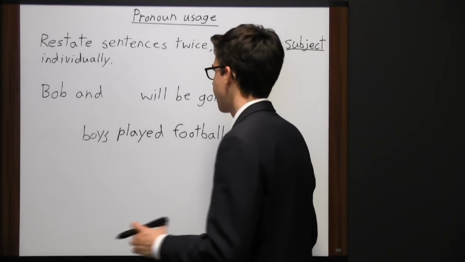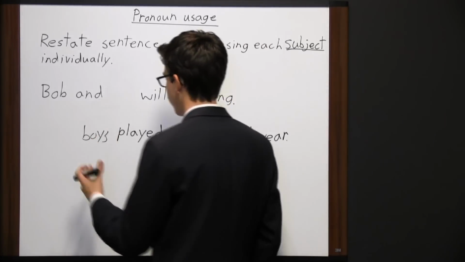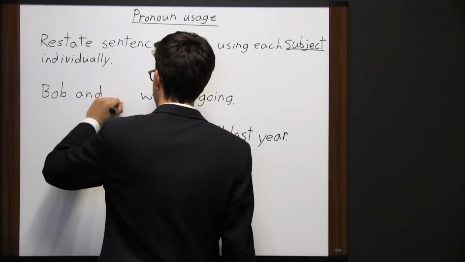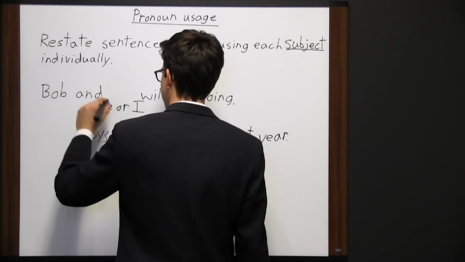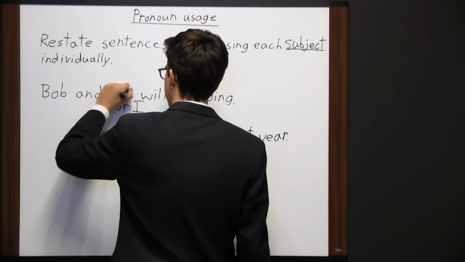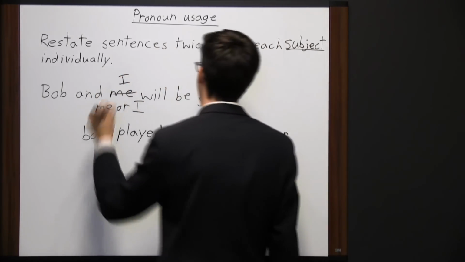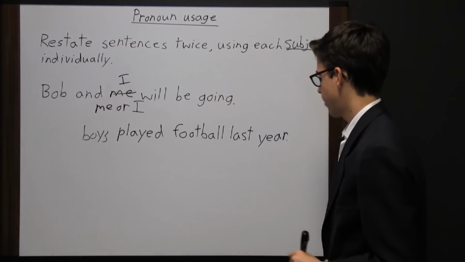So right here, we have Bob and blank will be going. We need to figure out the correct pronoun. It's either going to be me or I. Now we just need to try both. Bob and me will be going. Well, that doesn't sound very good, so let's try I. Bob and I will be going. So we know that's correct.